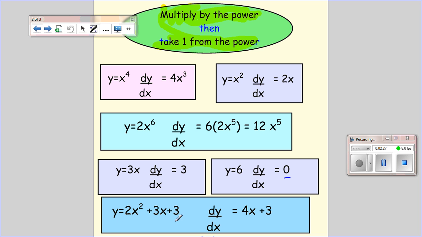So here, when you've got an expression with more than one term, you just go steady, you go term by term. So the first term you do 2 times 2 gives you the 4. 2 take away 1 will give you x to the power of 1. 3x, when you have this constant times x, when you differentiate, you just end up with the constant, and we showed that up here. And then when you just have a constant on its own, when you differentiate, you get 0, which we showed up here. So the answer would be 4x plus 3.